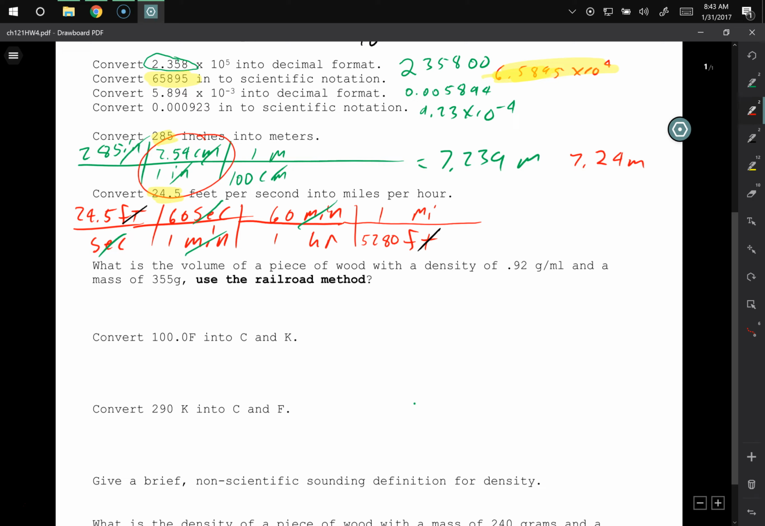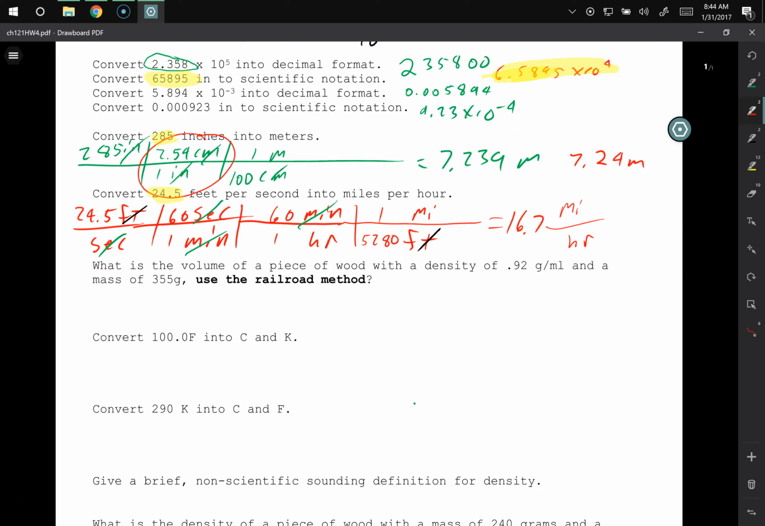And then what I have left is the mile unit in the numerator and the hour unit in the denominator. So I get 24.5 times 60 twice divided by 5,280. So I get 16.7. And I got 3 significant figures in my given, and this was actually 16.70, so then it's just 16.7 for my answer.